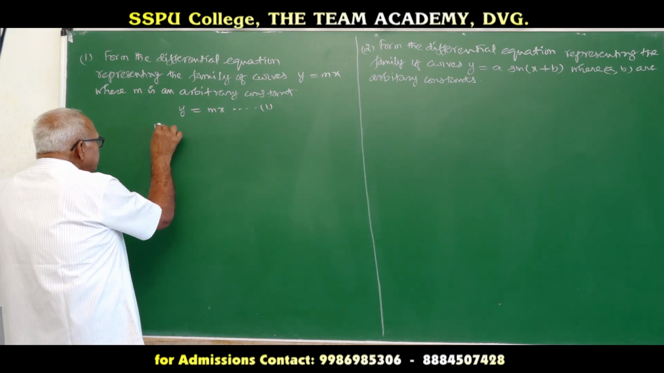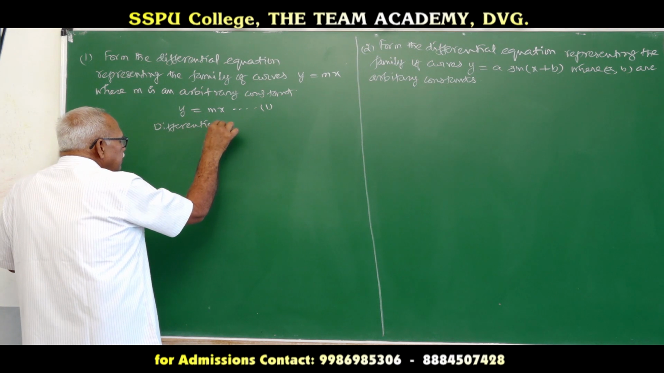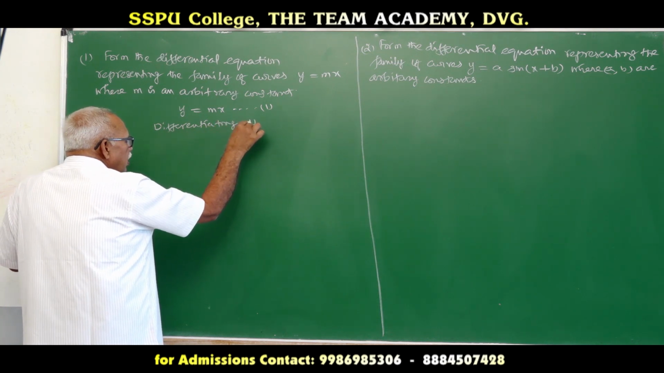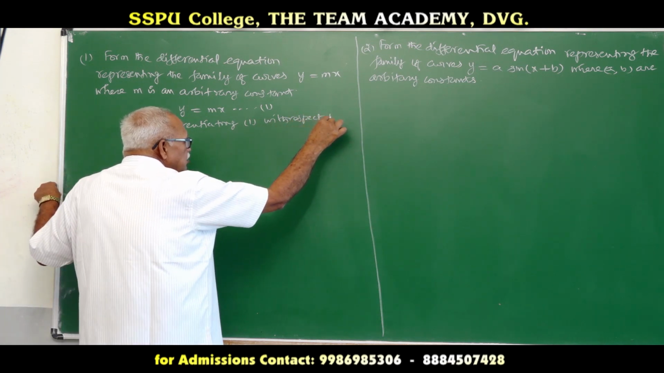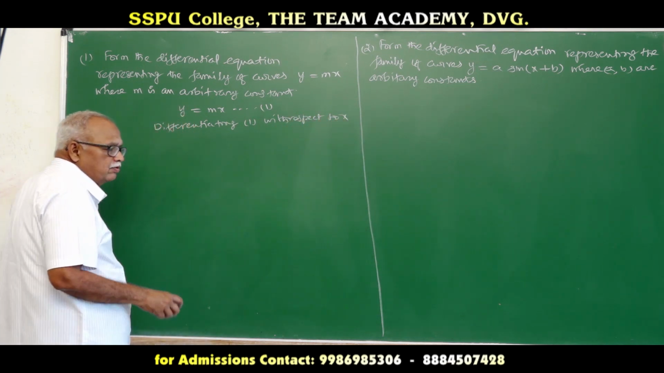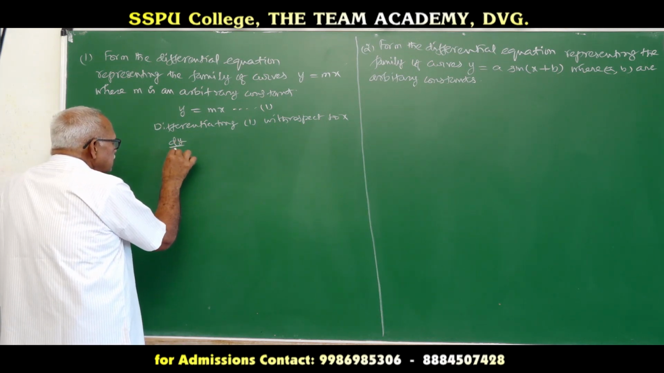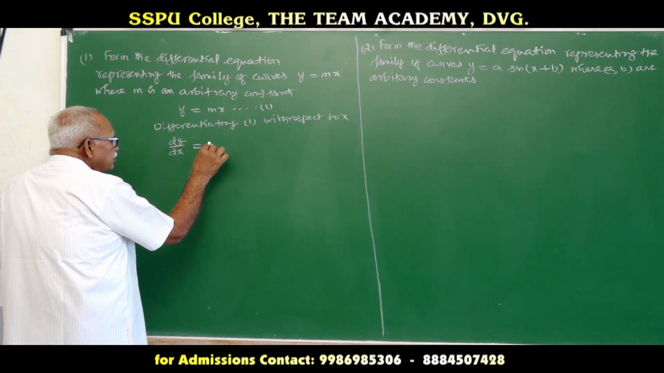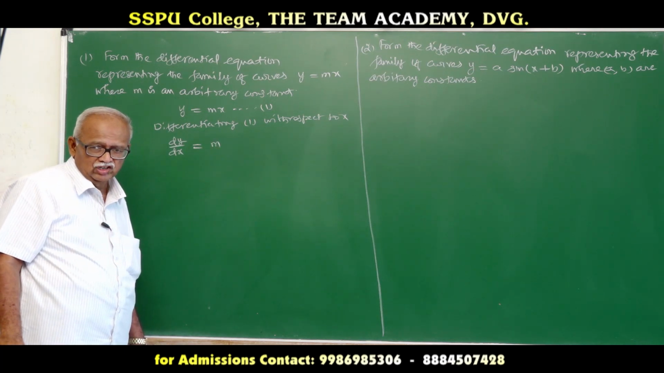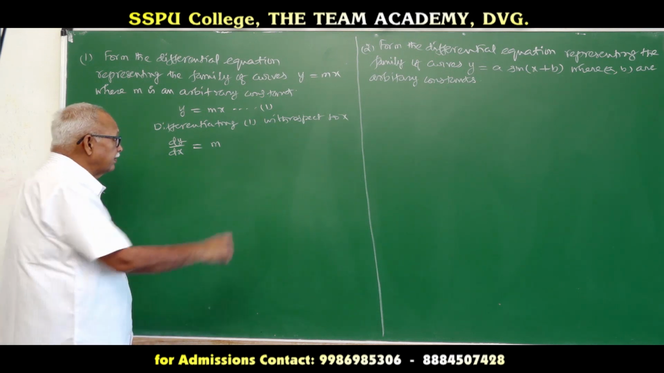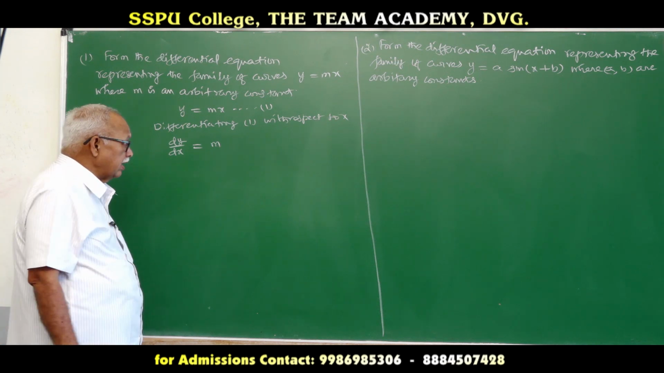So differentiating equation 1 with respect to x, how to differentiate this? Dy by dx is equal to m into x. M is a constant, the differentiation of x is 1, therefore we get dy by dx is equal to m.